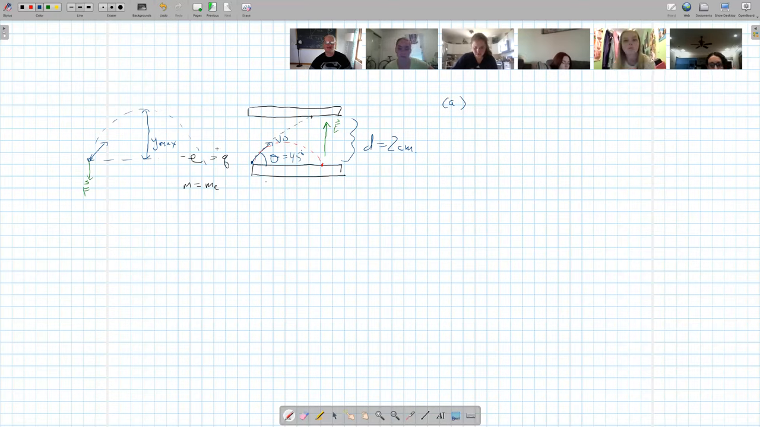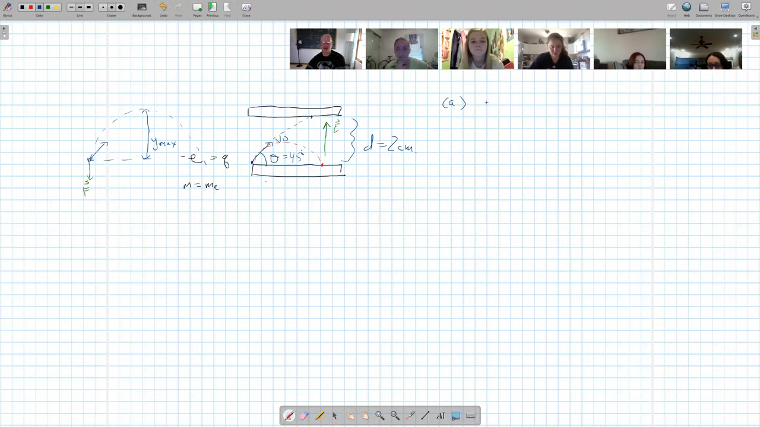It would hit the plate. It would hit the plates, right? So basically, what that implies to us then is that the first thing we want to do is actually calculate what is the max height, right? Because if we calculate the max height where this thing is going to reach before it's going to momentarily stop and then turn around, in this case, if the max height is greater than D, then that means it hits the top plate, right? But if Y max is less than D, then that means it's going to miss the top plate.